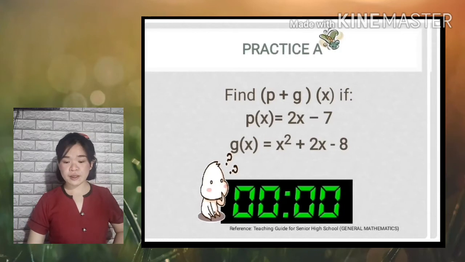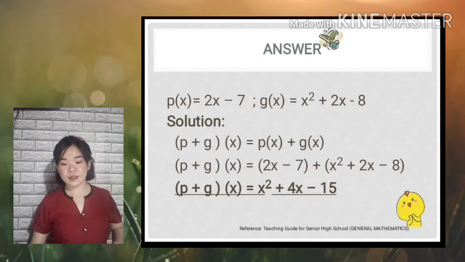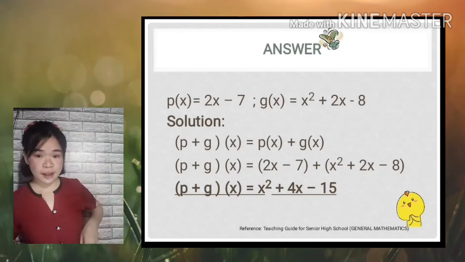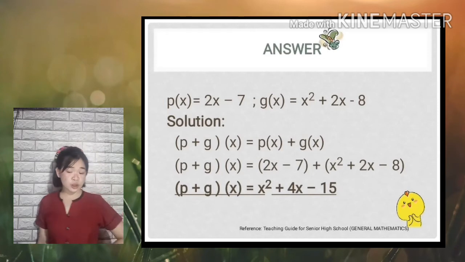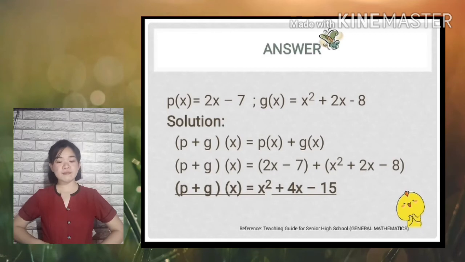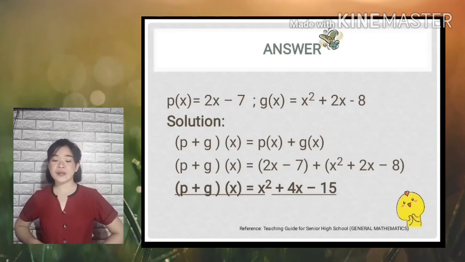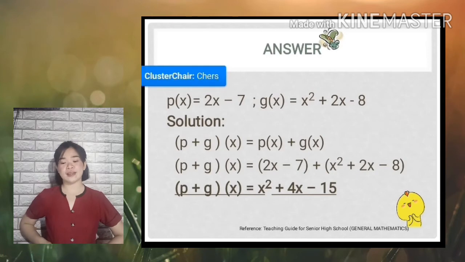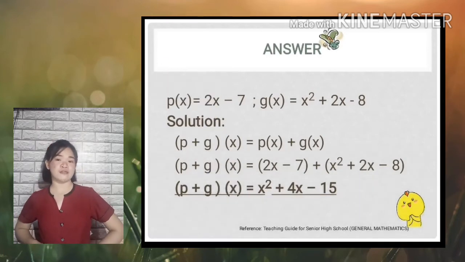Let's see your answer. Solution: p plus g of x is equal to p of x plus g of x, that is equal to 2x minus 7, plus the operation, x squared plus 2x minus 8. And then combining like terms, since x squared only appears once, simply bring it down, and then combine 2x plus 2x, that is equal to 4x. And then negative 7 plus negative 8 is equal to negative 15.